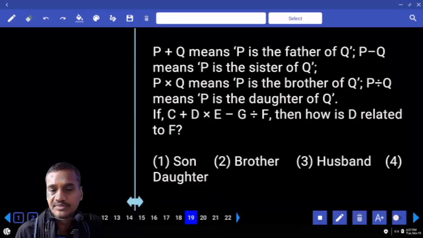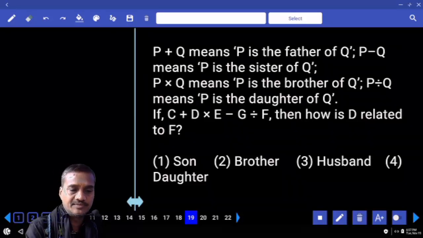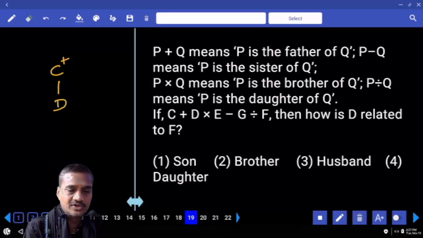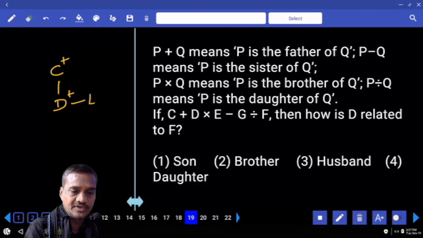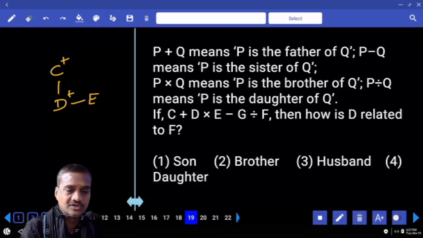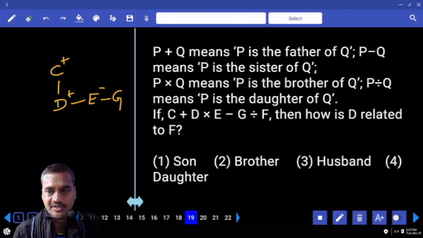C plus N. Plus means C is the father of D. D into D is the brother of E. And E minus means E is the sister of G. Now this E is the sister of G and G divided by means G is the daughter of F.